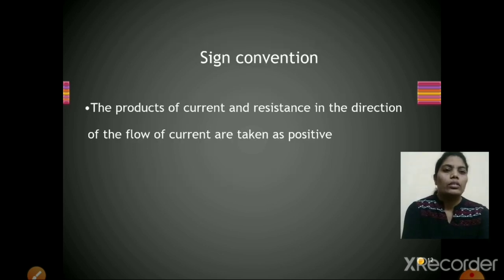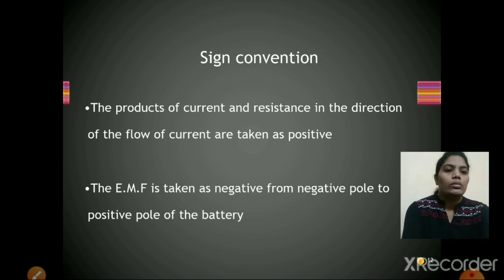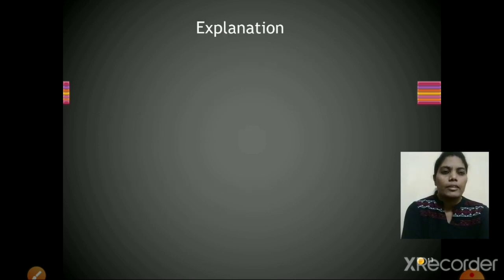Now, here also a very important point is we need a sign convention. The product of currents and resistance in the direction of the flow of current is taken as positive. Nothing but the potential difference is considered as positive when it is in the direction of flow of current. And the EMF is taken as negative when its direction is from the negative pole to the positive pole of the battery.